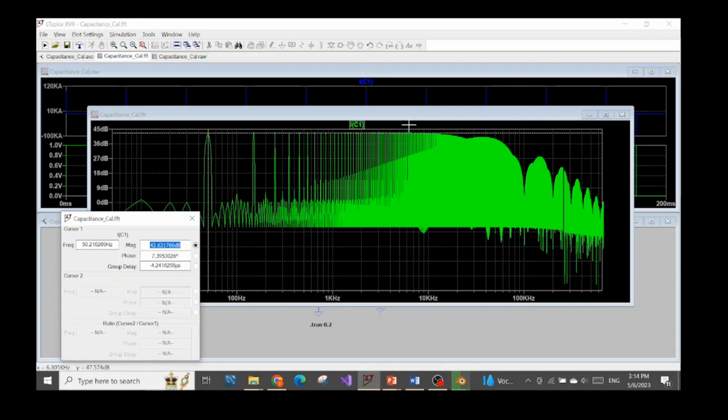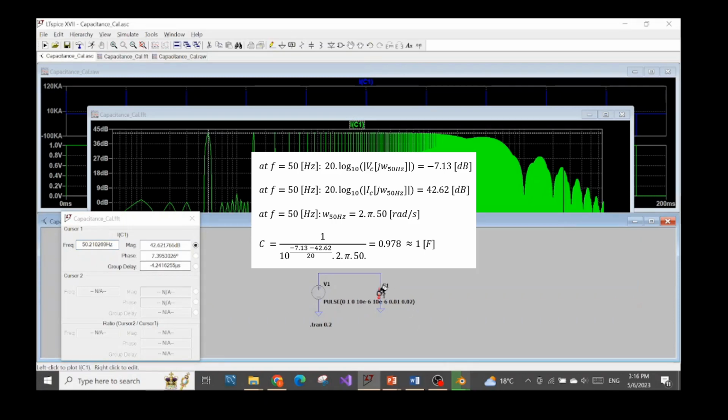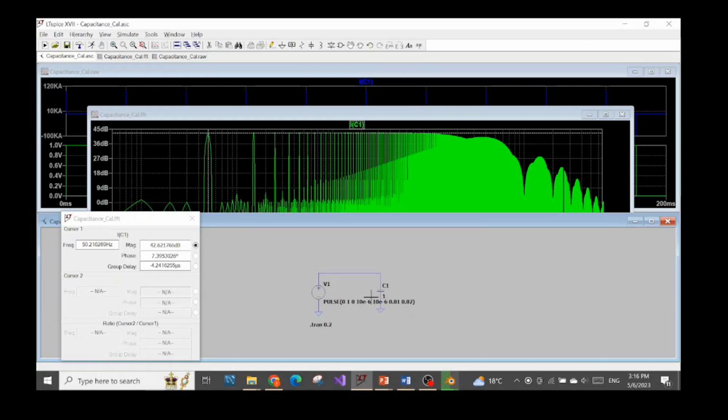Now we already have enough information to calculate our capacitance based on the formula, right? We just need to apply it. And our final calculation of the capacitance is equal to 0.976 farad. And if we round it, 0.976 is approximately 1 farad, right? 1 farad.